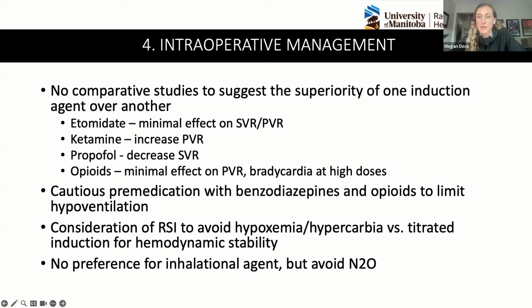Pre-medication with benzodiazepines and opioids should be performed judiciously, as their co-administration may cause an acute increase in PA pressure attributable to hypoxia and hypercarbia as a result of hypoventilation. Consideration may also be given to performing a rapid sequence induction to minimize periods of hypoventilation, hypercarbia, and hypoxia, versus the benefits of a titrated, hemodynamically stable induction. Additionally, any inhalational agent can be used for anesthetic maintenance in these cases, except for nitrous oxide because of its effect on increasing PVR.